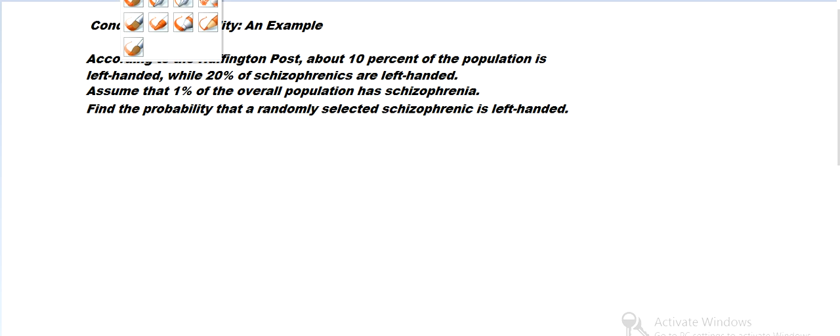I've got a question from a student about conditional probability. So some real world data is, according to the Huffington Post, 10% of the population is left-handed, so that means 90% is right-handed. But 20% of schizophrenics are left-handed, so there's a higher rate of left-handedness in schizophrenics.